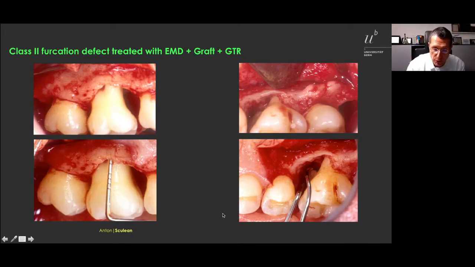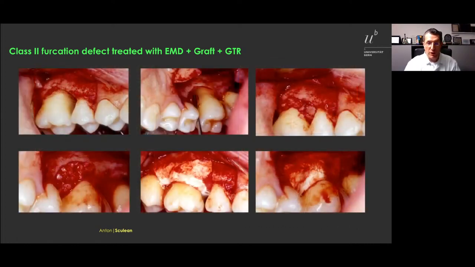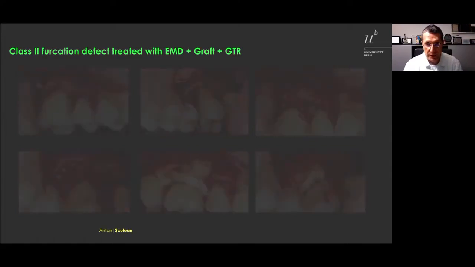We have an intrabony component, we have a class 2 furcation from mesially. Here we need a combination approach. So I use EMD, I use autogenous bone that I placed in a sandwich technique because I don't want to mix autogenous bone with EMD, because it contains already blood, and stabilized everything additionally with a collagen membrane.